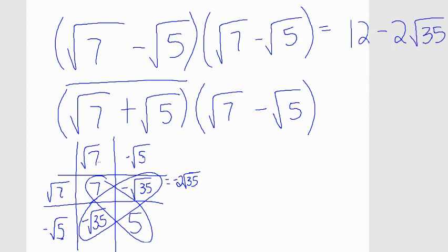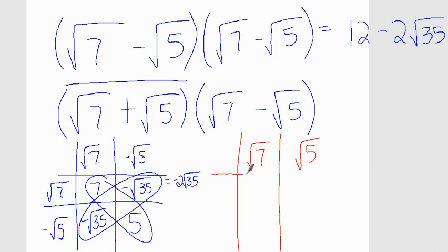And then I'll do it in a different color. So we got square root of 7, square root of 5. And then I got square root of 7, negative square root of 5. Okay. And again, I get square root of 7 times square root of 7. That's just 7. I get square root of 5 times negative square root of 5. That just gives me negative 5.